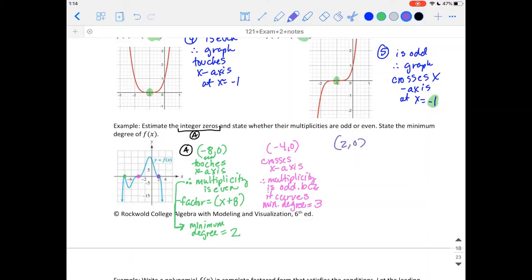Okay, so the last x-intercept that we need to look at is this one right here. So this is going to be 2, 0. And if we notice, it crosses the x-axis as well. Therefore, multiplicity is odd, and this one too curves. Because it curves, the minimum degree must be 3.